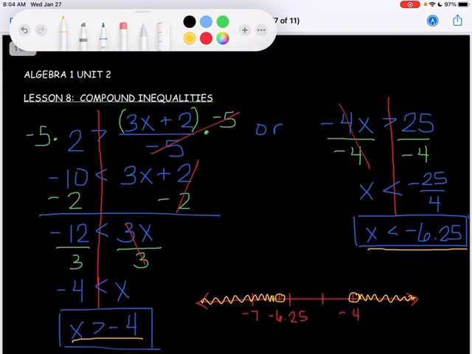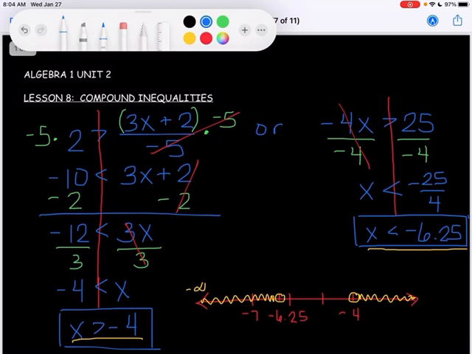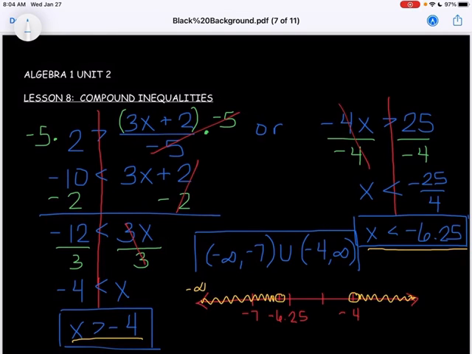So now when we write this in interval notation, I've got to go from my left bound. Well, that's negative infinity here. So I go from negative infinity to negative 6.25, and that's an open circle, so I have parentheses. Then I have a gap. When you have that, you put a U for union, and it starts again at negative 4, and that's an open circle, so parentheses, and then it goes on forever to infinity. So your final answer in interval notation would be this.